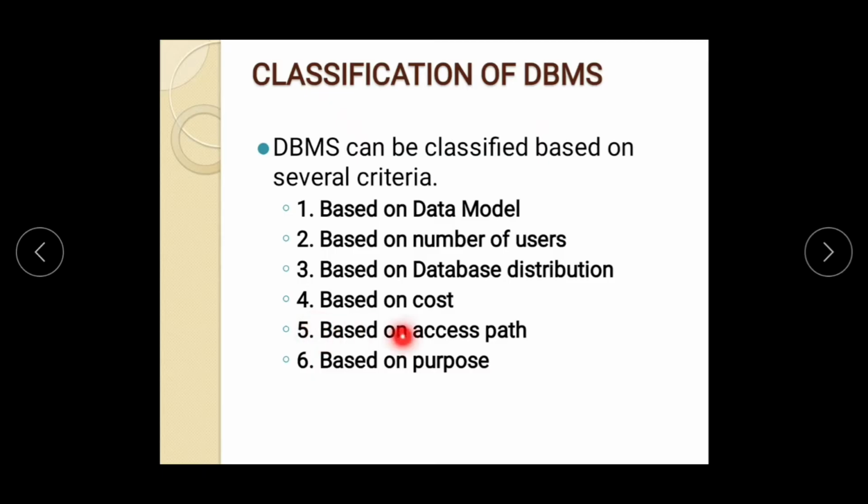Next is based on the access path. So what do we mean by access path? Access path is a method to retrieve the data from a record, or retrieve a record from a table or a database. Okay, so that is called access path. So access path is a method to retrieve a particular record or a particular data from a table or a relation or a database. Based on the access path, there can be different access paths used for accessing such records or such data from the database. So based on that concept also we can classify DBMS.